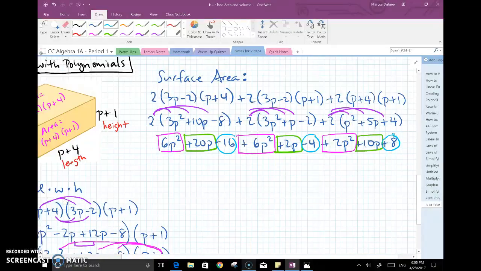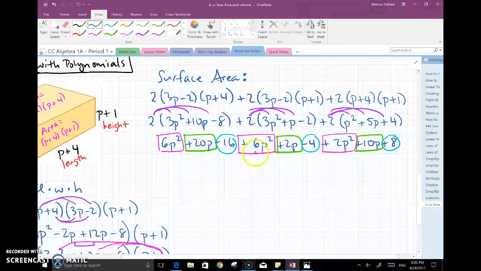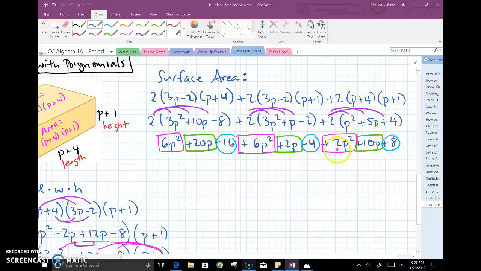So doing the leading terms first, the highest powers, what I get from that is 6p squared plus 6p squared is 12p squared plus 2p squared is 14p squared. So 14p squared. 20p plus 2p is 22 plus 10 is 32p. Negative 16 minus 4 is negative 20. Negative 20 plus 8 is negative 12. And that is our surface area.